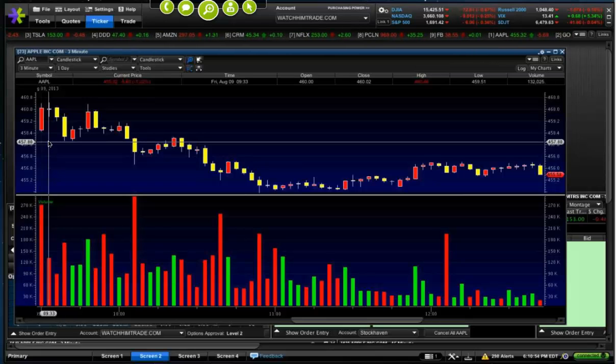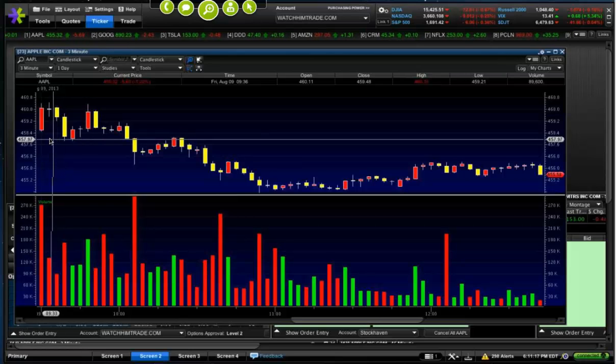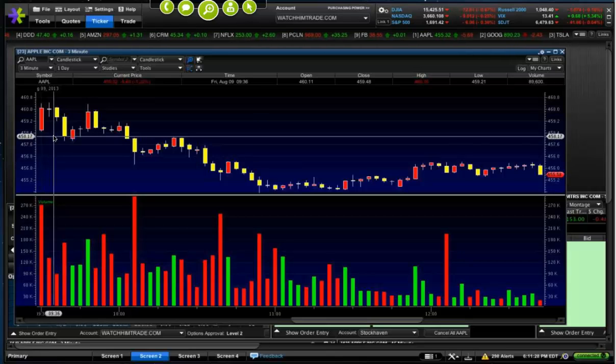So now I've got those levels in my head, and based on the theory, I'm looking for a close above or below one of those reference points to signal that it will move in the direction of that close, provided that those same levels then act as support or resistance. All right, so let's see what transpired. So your next candle, 9:39, look at our close, 459.48. That is below your initial 6-minute low. So right away, I've got a bearish signal. I'm closing below that initial 6-minute low.